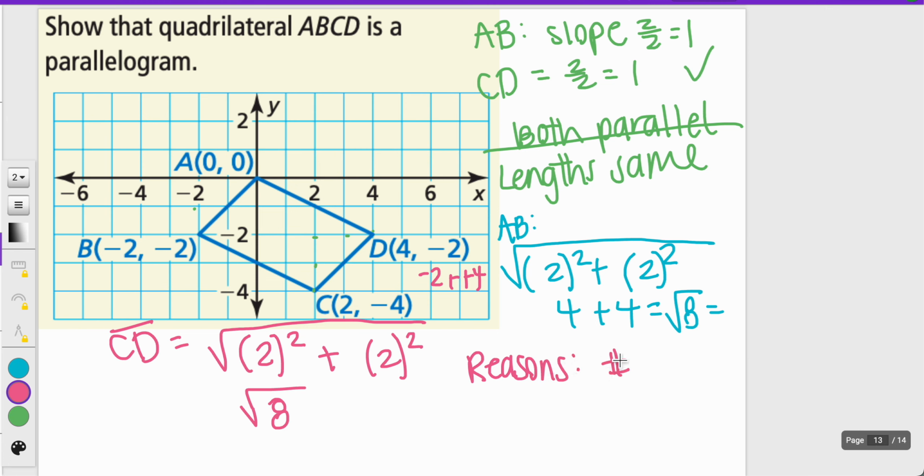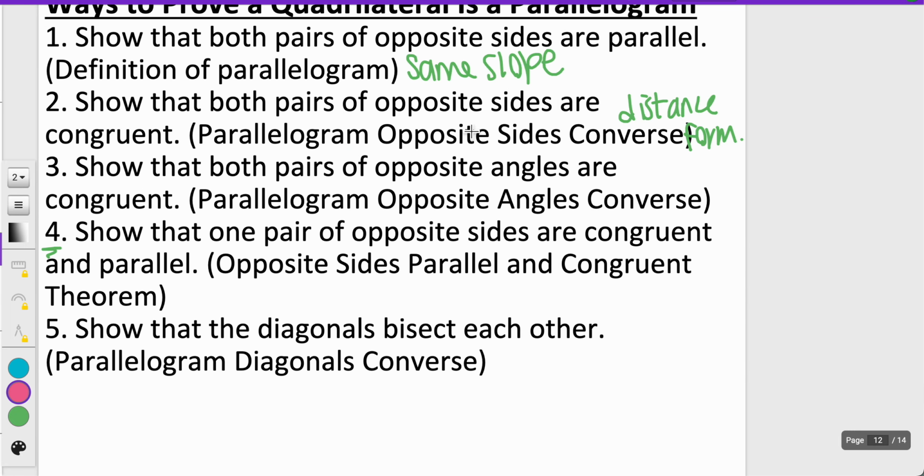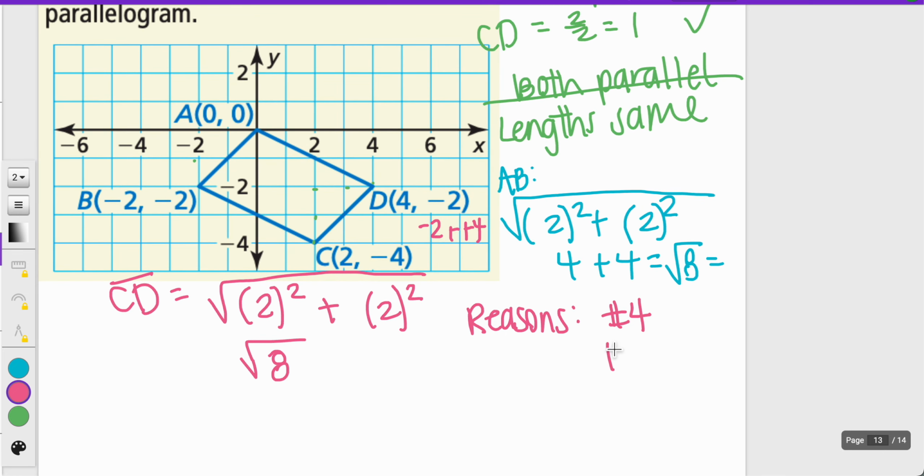Okay, so I used reason number 4, and I also could technically use reason number 2, show that both pairs of opposite sides are congruent. So the parallelogram opposite sides converse and the opposite sides parallel and congruent theorem. Okay, so really that's all you have to do, because then I just did one pair of sides. If they're already congruent and parallel, then the rest of it would also be parallel and congruent.